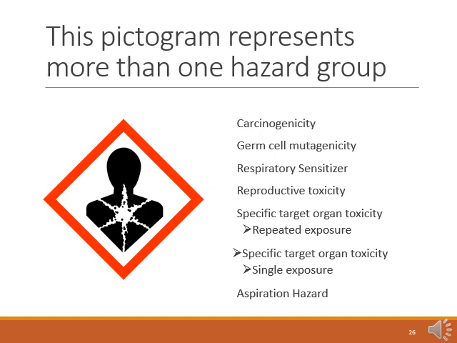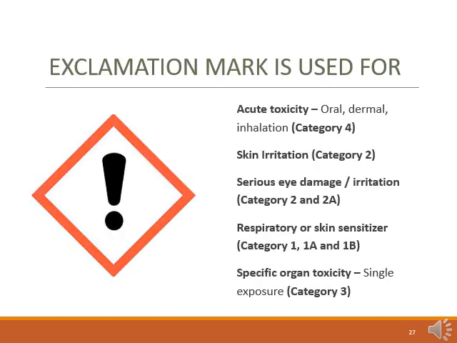The health hazard pictogram represents more than one hazard group. It can cause cancer. It can mutate germ cells. It's a respiratory sensitizer, reproductive toxicity, specific target organ toxicity, repeated and single exposure, and an aspiration hazard. The exclamation mark pictogram is used for acute toxicity, skin irritation, serious eye damage, respiratory or skin sensitizer, and specific organ toxicity.